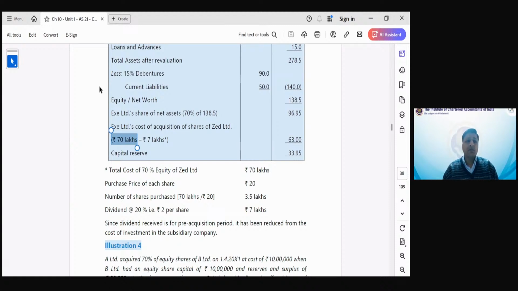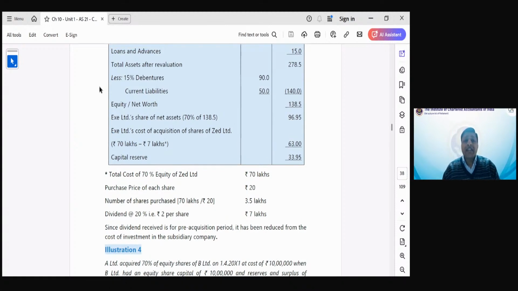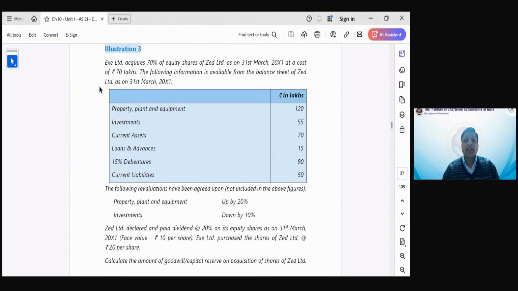Okay. Now the next problem is to calculate the dividend amount, because dividend amount is not known to us. So let's get on to the calculation of dividend. Z Limited declared and paid dividend at the rate of 20% on its equity shares, which have a face value of rupees 10 per share. Now, when the shares were purchased, they were purchased at the rate of rupees 20 per share. So let's use this information for calculation of dividend.